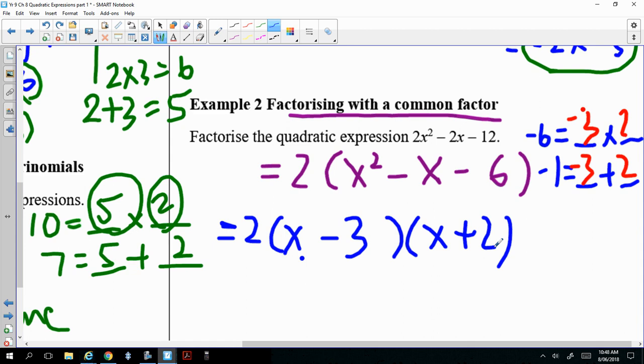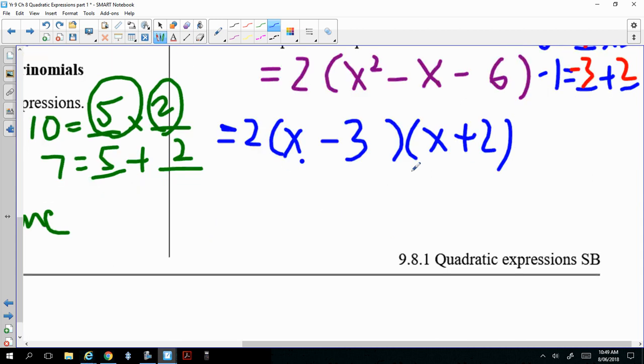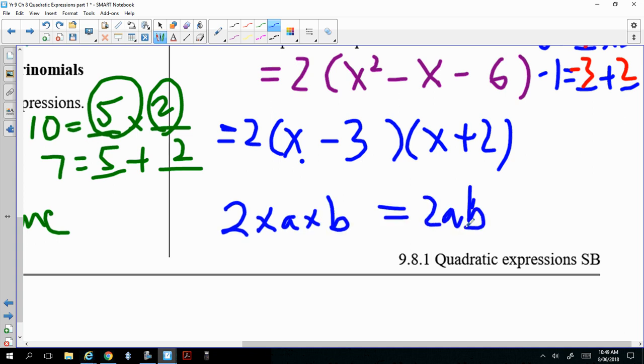No, 2 is in front. You take the 2 out. 2 has been taken out. So when you factorize, you only have to write it once, just one of them, because that's 2 times by everything here. So when you have something like 2 times A times B, it's just 2AB. It doesn't become 2 shared around with both. You just put the 2 in front.